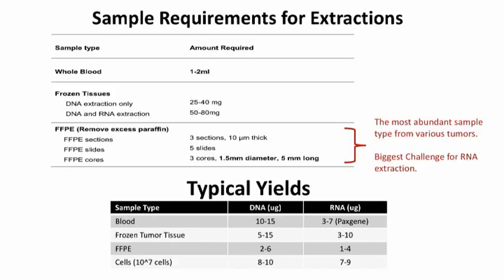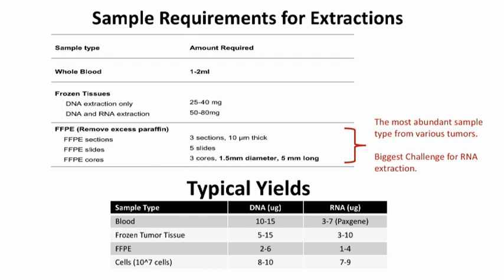What's probably more important are the sample requirements that we found are ideal for the extractions. Blood, again, pretty standard, 1 mil to 2 mil. For frozen tissues, this 50 to 80 milligram range is great. If you go much over that, you kind of overload the larger size tubes from Covaris. So this 50 to 80 milligram range is really, really good. On the FFPE, assuming excess paraffin is removed, 3 sections 10 microns thick. If it's slides, 5 slides, and if it's cores, 3 cores at 1.5 millimeter diameter, 5 millimeters long.